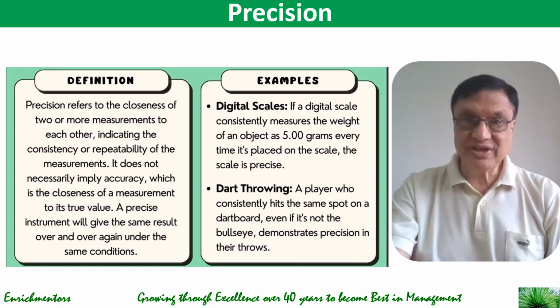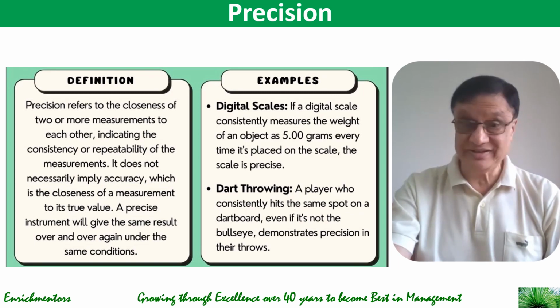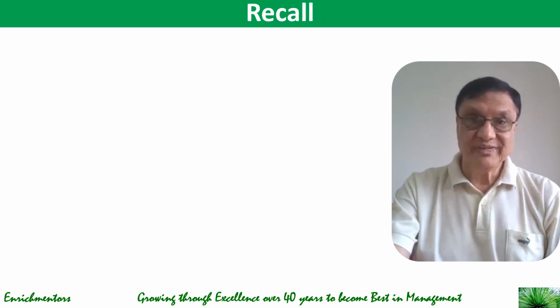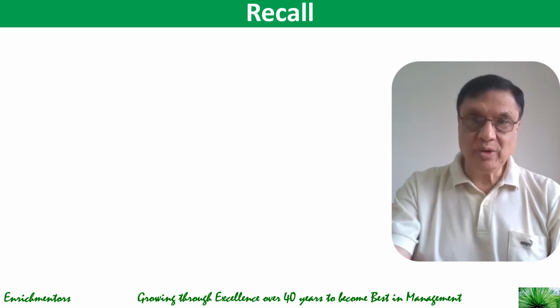And examples are: if a digital scale consistently measures a weight of 5 grams every time it's placed on the scale, the scale is precise. Dart throwing: if a player consistently hits the same spot on the dartboard, not necessarily the bullseye, he's consistent in his throws. Recall: what is recall?